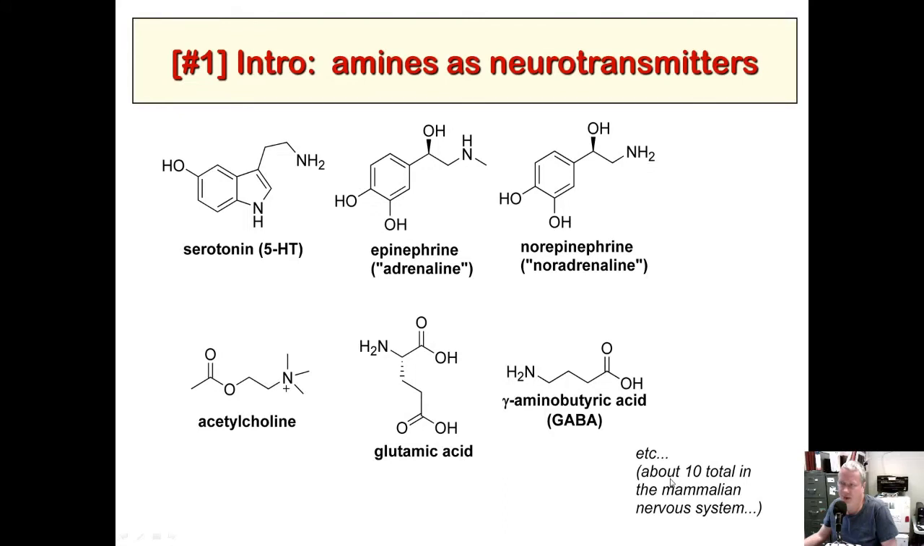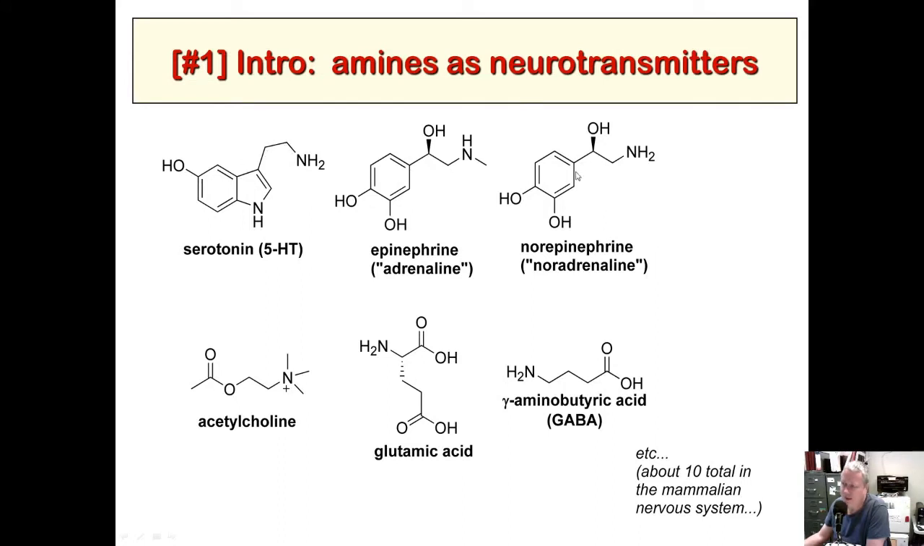Amines are also found as neurotransmitters. There are a lot of neurotransmitters that have amines, I think maybe all of them. Serotonin, epinephrine, which is also called adrenaline, norepinephrine or noradrenaline. These all have some kind of benzene or heterocycle, like an indole, or a benzene, and then you have a couple carbons and a nitrogen. I think pretty universally it's going to be two carbons off the aromatic ring.